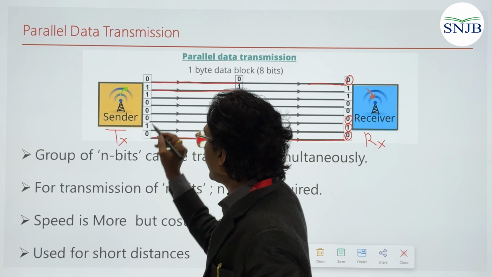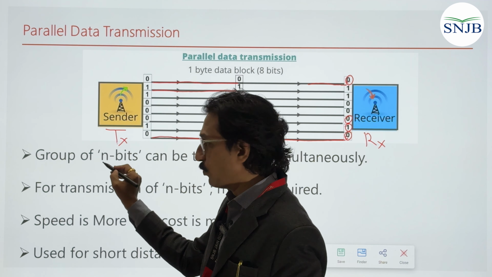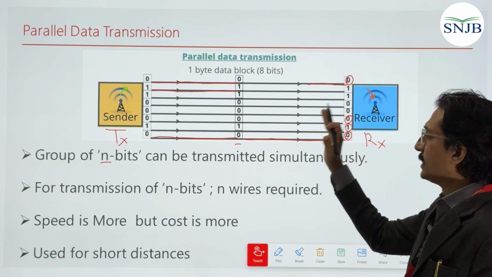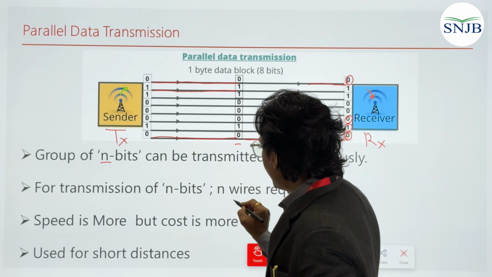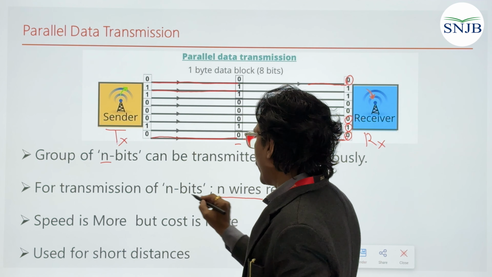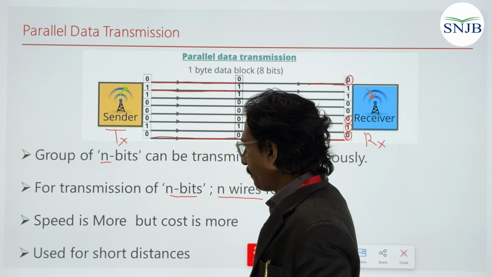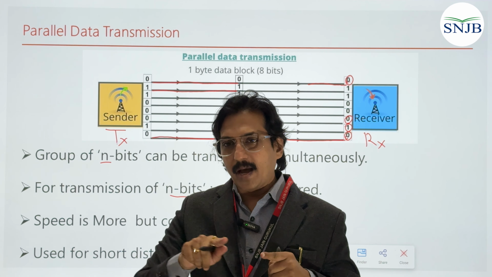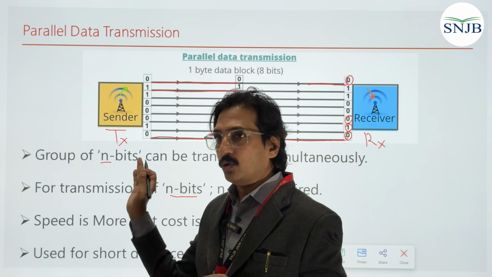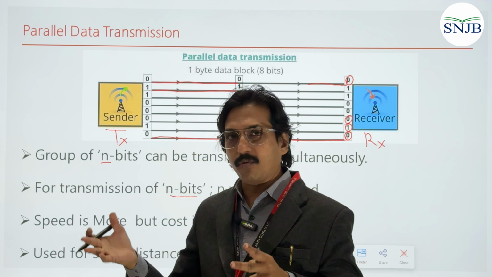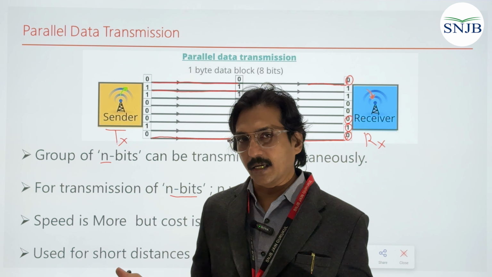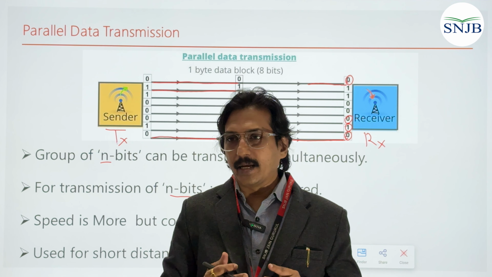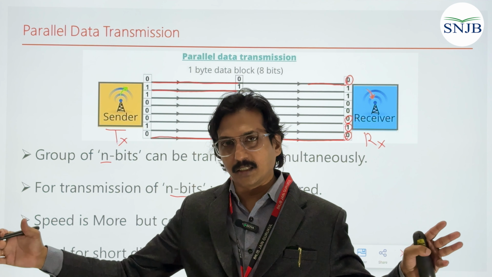In a generalized way, n bits can be transmitted and n bits can be received simultaneously, meaning n wires are required to transmit n bits. Obviously, when we compare it with serial, where only one wire is there, here 8 wires are there. So you can say it is 8 times faster as compared to serial communication. But the advantage of serial communication is that it can transmit over longer distances.